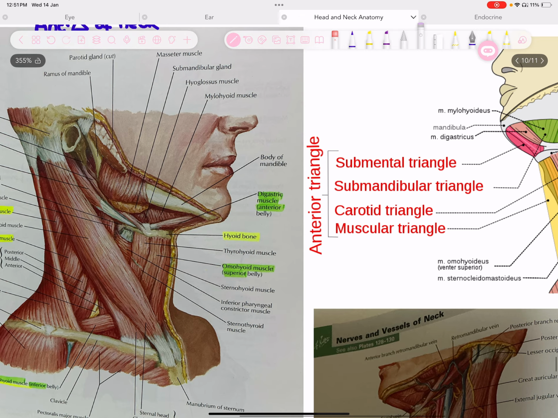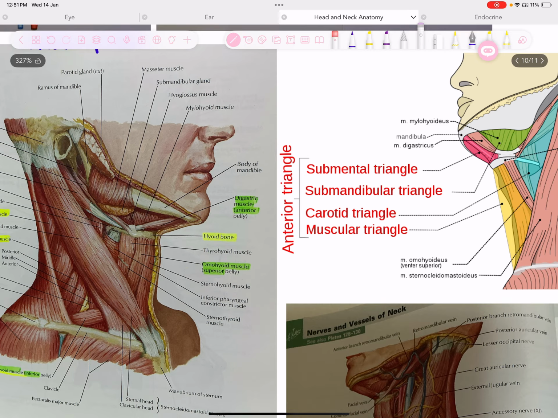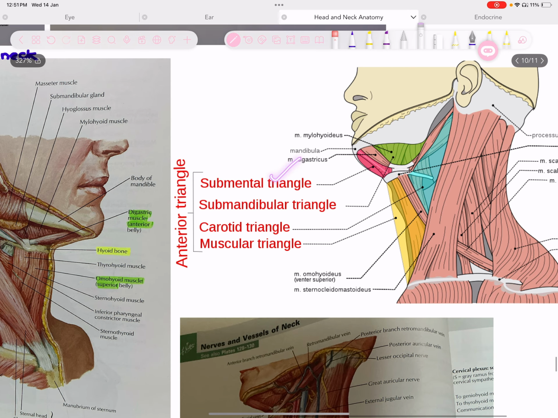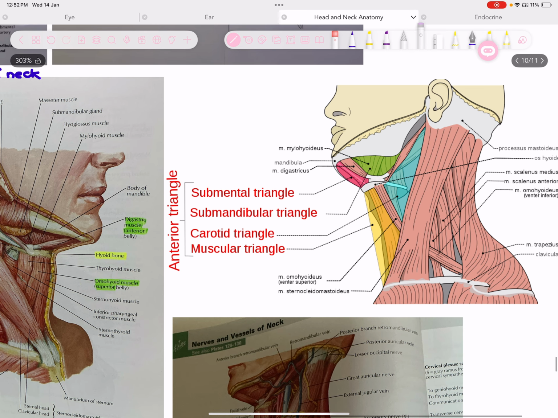Whereas the anterior triangle of the neck is divided into four parts. One is the submental triangle, right below the mentum, yes, right here. And then you have the submandibular triangle, also known as the digastric triangle. Then you have your carotid triangle, which is the most important triangle here, and then you have the muscular triangle, which is enclosed by the muscle. So these are the four triangles, right?